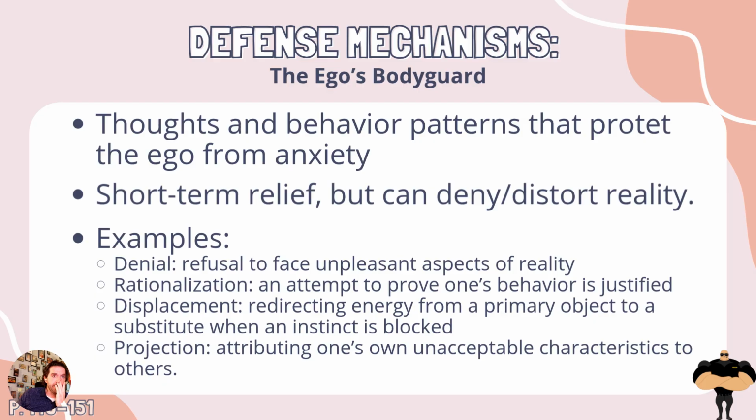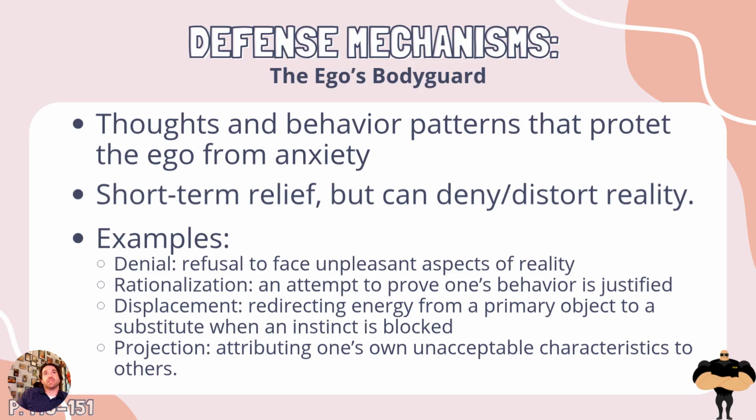When we were looking at the example of the kid, right? So we had displacement, redirecting energy from a primary object to a substitute when an instinct is blocked, right? So that's the ego. That is, hey, I'm mad at mom, I'm mad at dad, so I'm gonna take it out on my little brother.